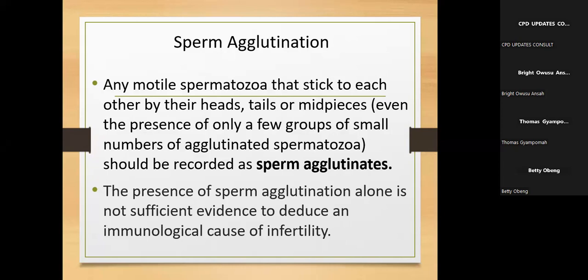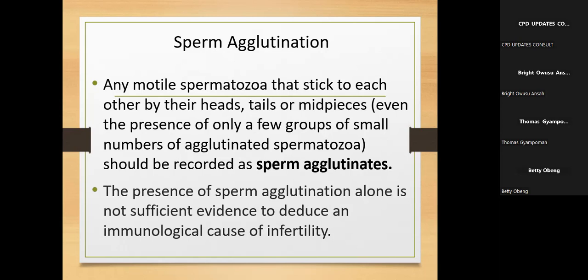The presence of sperm agglutination alone, however, is not sufficient evidence to deduce an immunological cause of infertility. So when you have sperm agglutination, then there are potentially anti-sperm antibodies. But when you see agglutination alone, you don't conclude that there is some immunological condition causing the infertility. You don't do that.